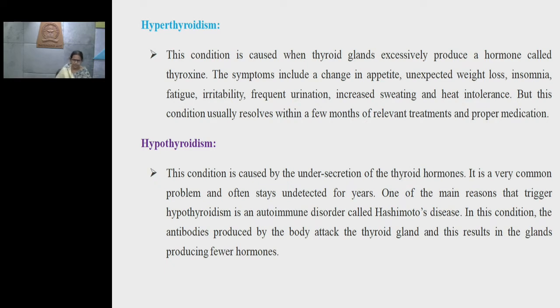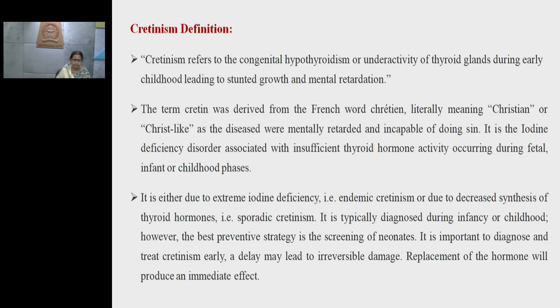Then hypothyroidism. This condition is caused by the under secretion, low secretion of the thyroid hormone. It is a very common problem and often stays undetected for years. One of the main reasons that triggers hypothyroidism is an autoimmune disorder called Hashimoto disease. In this condition, the antibodies produced by the body attack the thyroid gland, and this results in the gland producing fewer hormones. Then cretinism.